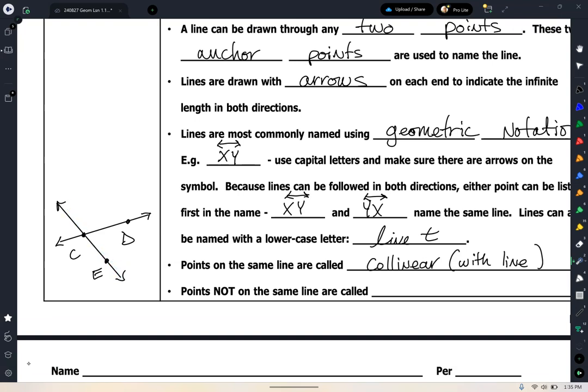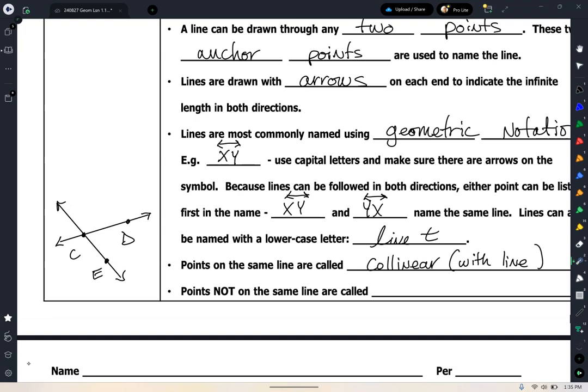Okay, how about points D and E? Are points D and E collinear? 1 for yes, 2 for no. It's 1 for yes because a line can be drawn through any 2 points. It doesn't show in the picture, but they are collinear. Oh, you see that? Okay, all right, little trick question for you.